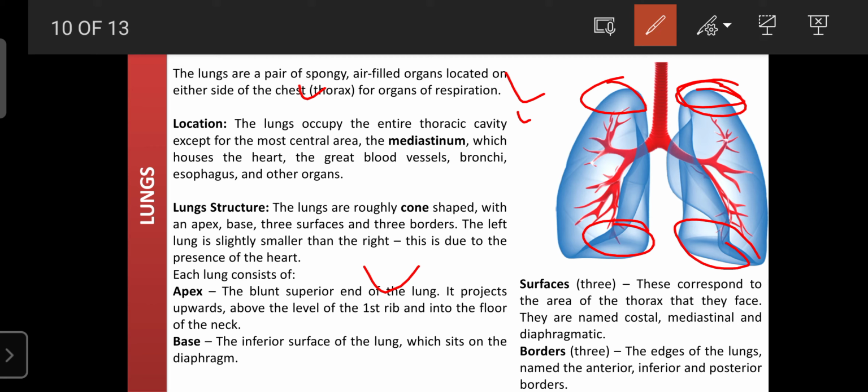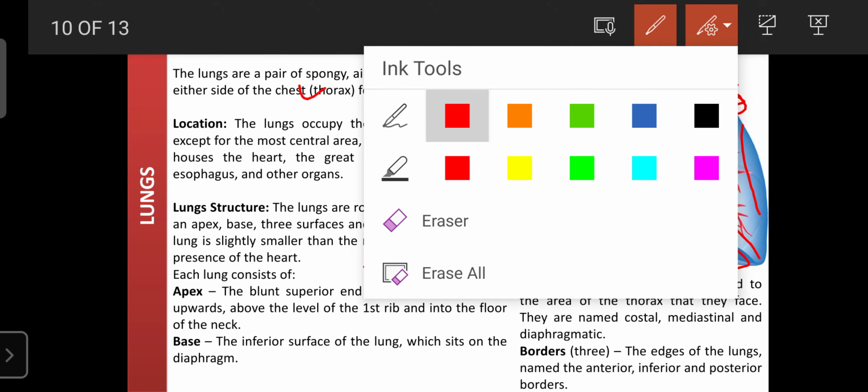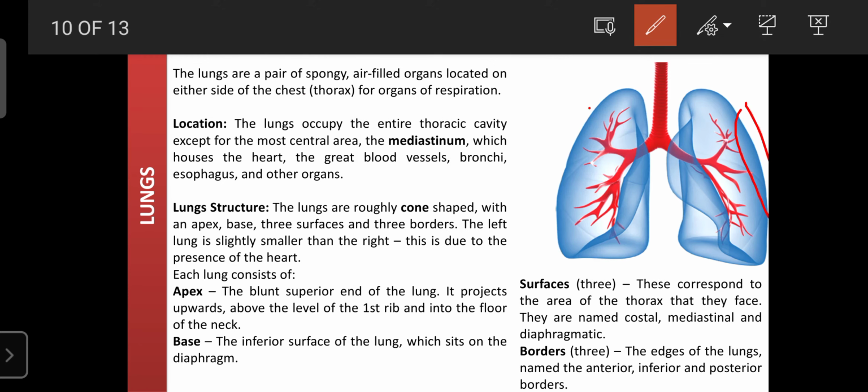Regarding surfaces, the lungs have three surfaces, divided according to the area of the thorax they face. First are the costal surfaces. Then the second one is the mediastinal surface, exactly the center part. Then the lower surface is known as the diaphragmatic surface. So the three surfaces are the costal, outermost, then the mediastinal, innermost, and below, towards the diaphragm, the diaphragmatic surface.